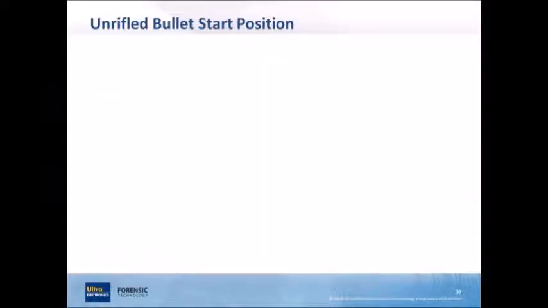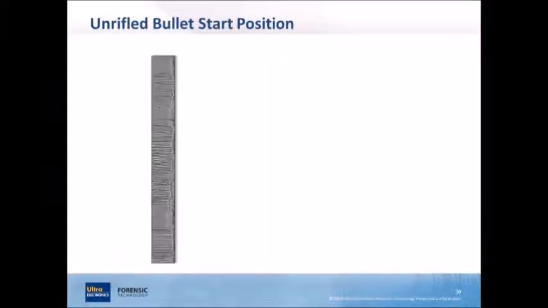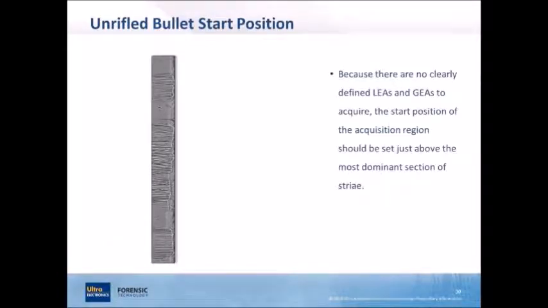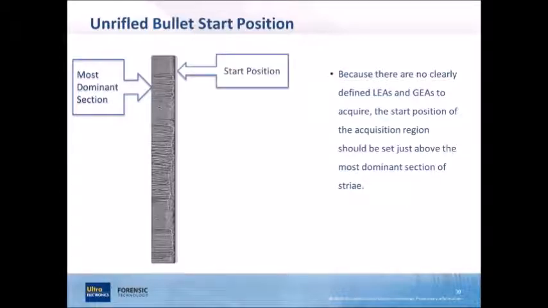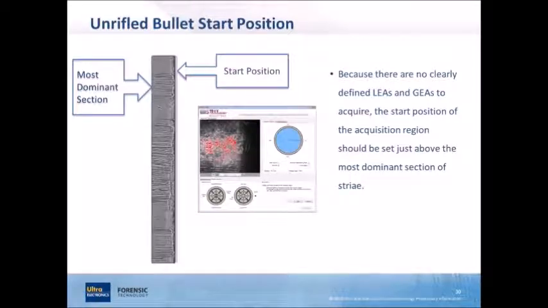So when it comes to starting the acquisition, we don't have any land and groove impressions to work with. So what we do is we try to find what we believe to be the most dominant section of striated marks. Those marks that we believe are the most likely to repeat from shot to shot. Once we've identified what we think is the most dominant section, we set the start position just above this, and then we begin the acquisition.